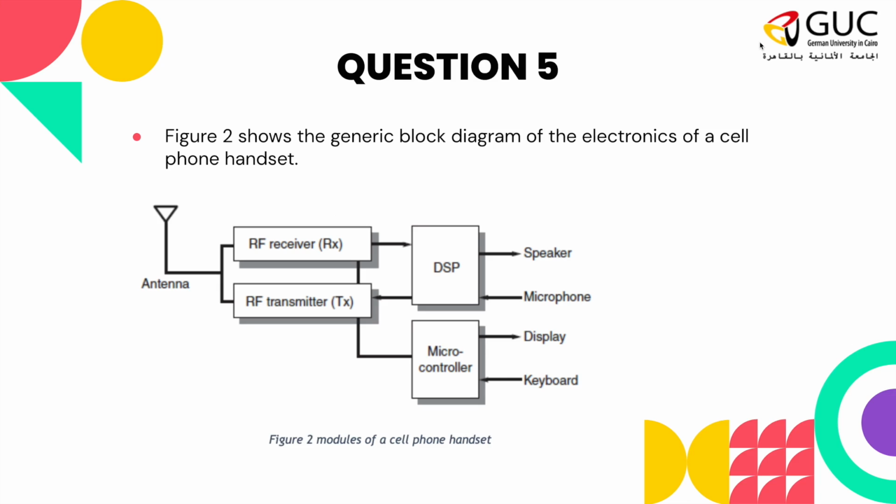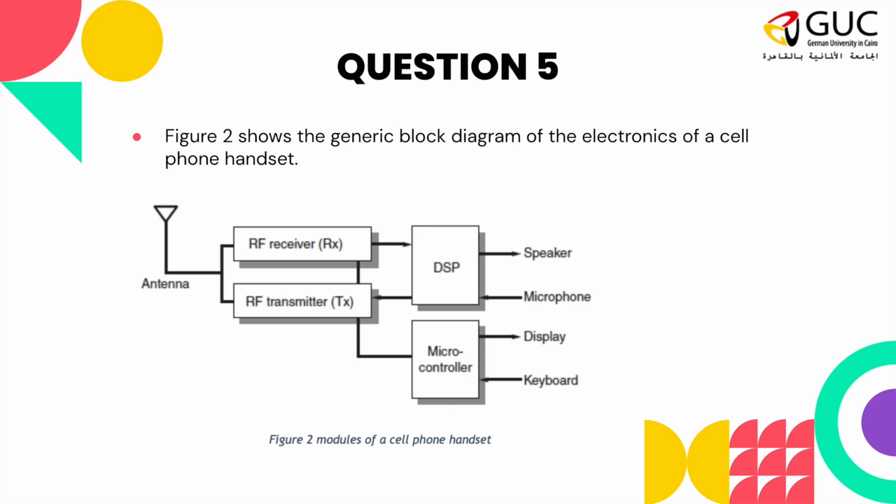Figure 2 shows the generic block diagram of the electronics of a cell phone handset. As you can see here, we have an antenna, an RF receiver and an RF transmitter. And then we have the digital signal processing unit, where any signals are processed. And we have the microcontroller unit. And as you can see, the DSP unit is connected to the speaker and the microphone, because these devices need signal processing.